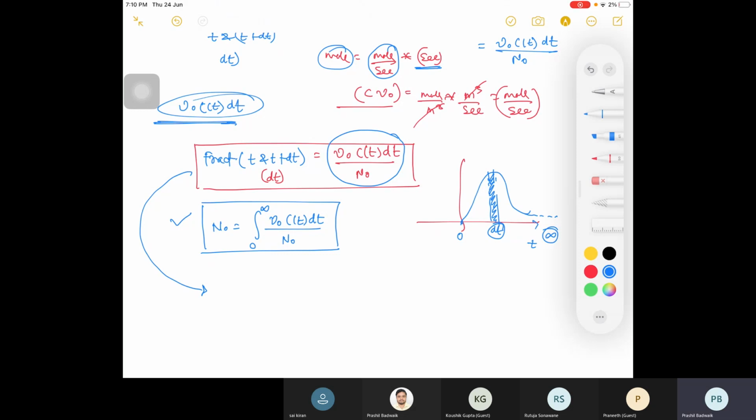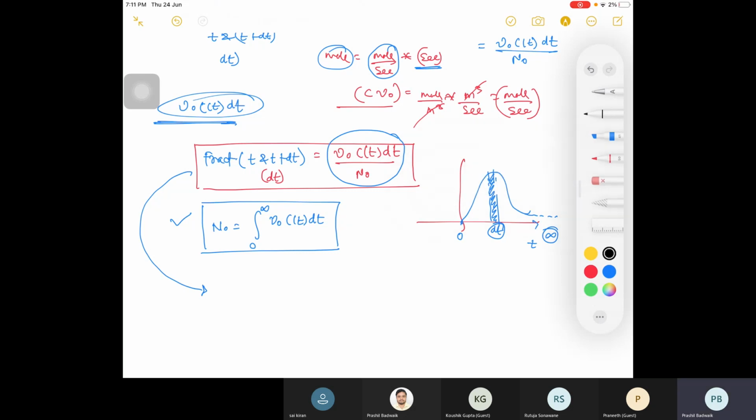So from this, what is your area? Should I divide here by n naught? No, sir, it should not be n naught, because if you divide it, you will get equal to 1. The integration of that fraction will be 1. So this should not be n naught. You are just integrating this short amount in time t, so you'll get this n naught. That is your total amount of tracer. And what is your area under the curve then?